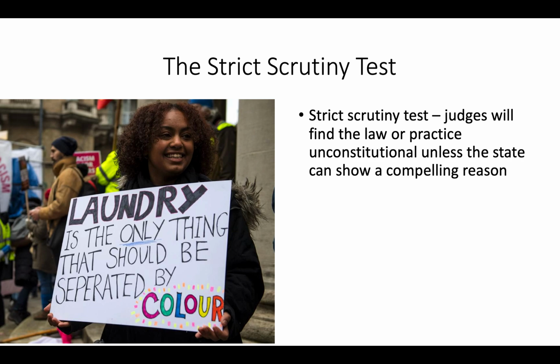Next, you have the strict scrutiny test. This is where judges will find the law or practice unconstitutional unless the state can show a compelling reason. So the state will err on unconstitutional, unless the state can say, hey, no, this is the reason why. And if it's compelling enough, the judge will say, okay, that is fine.